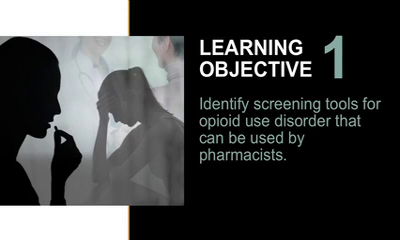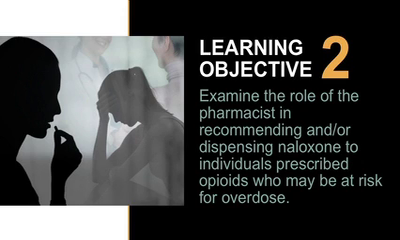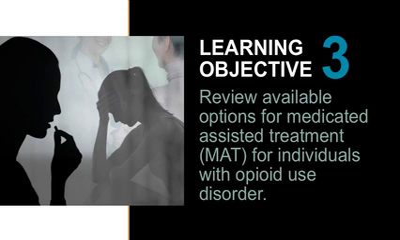To frame today's episode, let's start by reviewing our learning objective. Our first objective is to review screening tools for opioid use disorder that can be implemented in the pharmacy in patients who are dispensed an opioid. We also want to look at our role as pharmacists in recommending and/or dispensing naloxone to individuals who may be at risk for opioid overdose. And finally, we will review the available treatment for opioid use disorder.